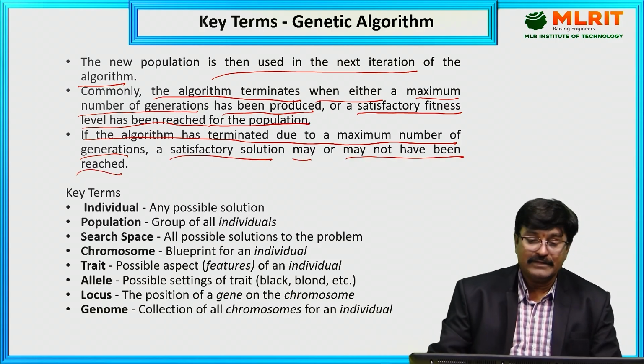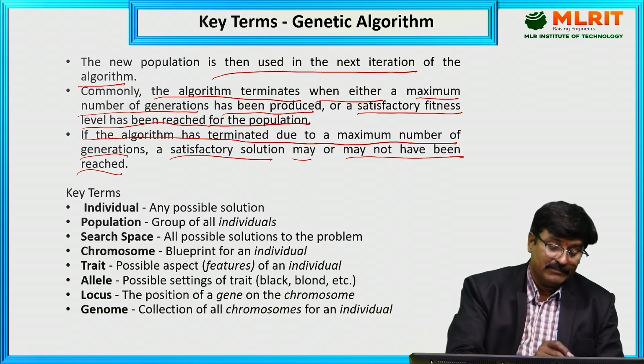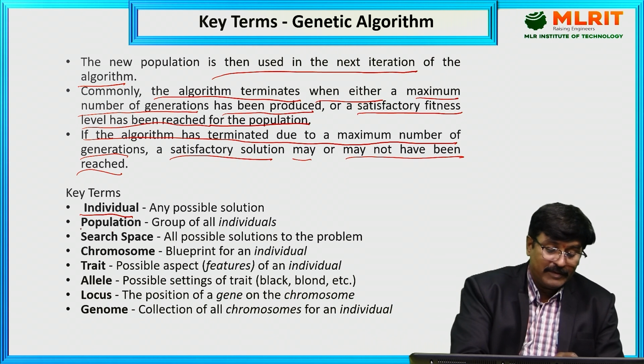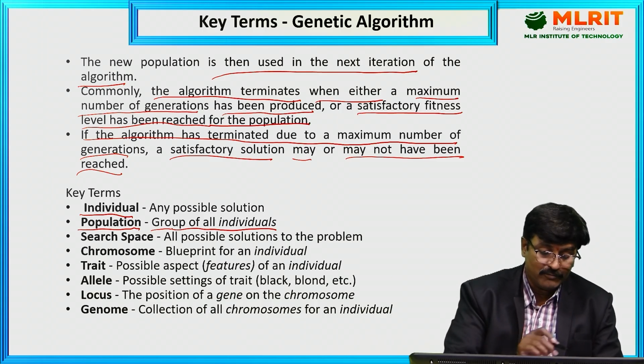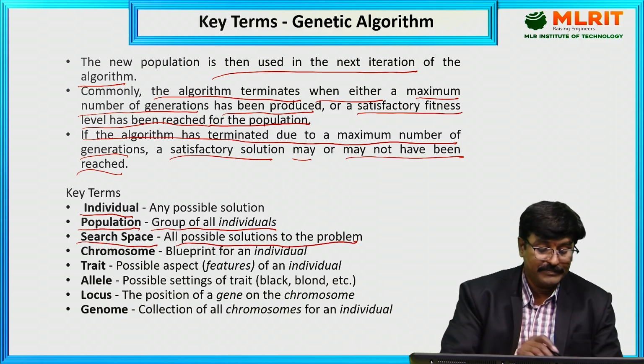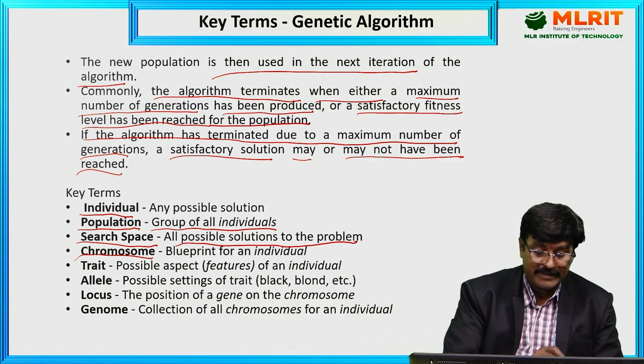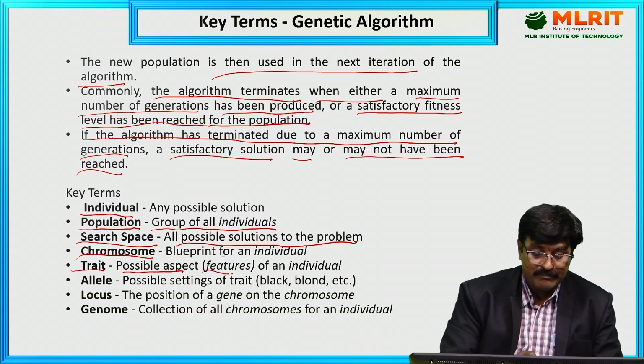So here, what are the key terms in genetic algorithm? Individual: any possible solution. Population: a group of individuals is called a population. In the case of nodes, an individual is a node, and a population is nothing but a group of nodes. Search space: you are searching all possible solutions to the problem. Chromosome: the blueprint for an individual, that is a trait, a possible aspect of an individual, nothing but a feature.